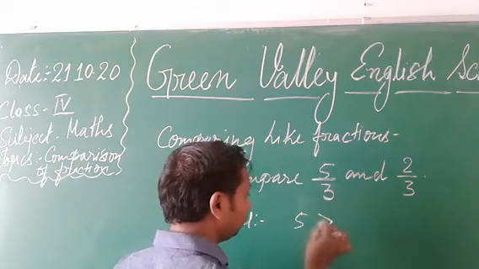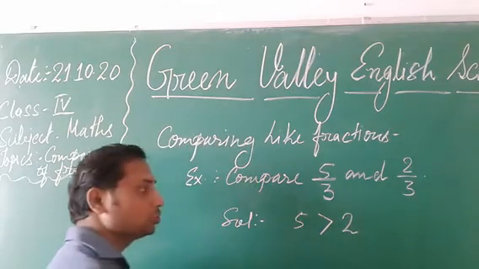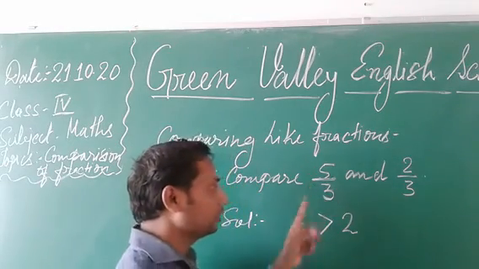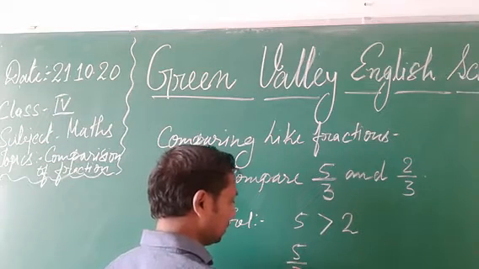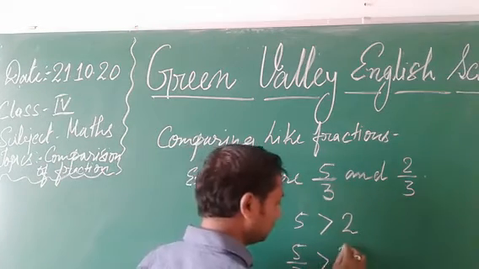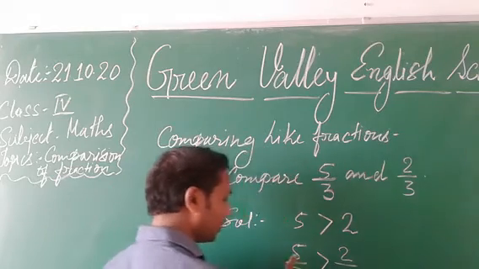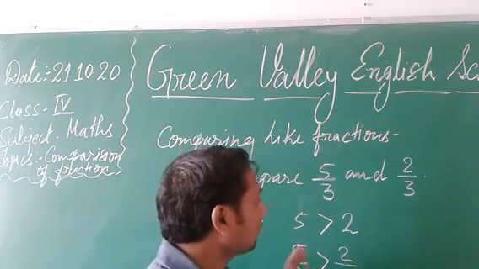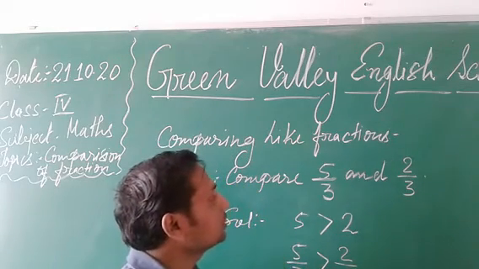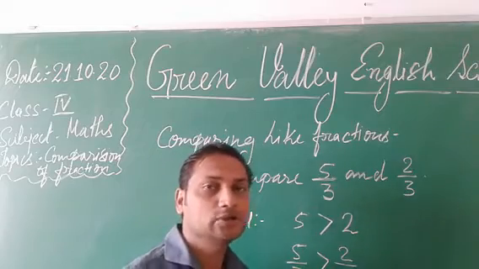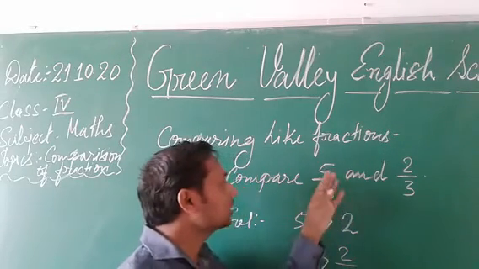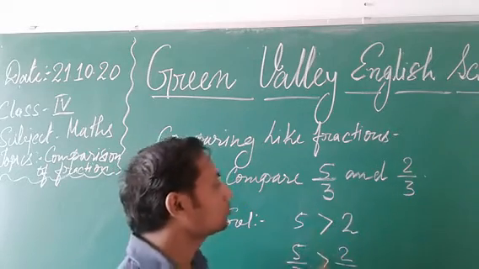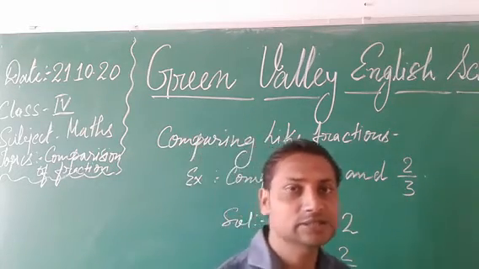So we know that 5 is greater than 2. So that's why the fraction having the greater numerator will be the greater fraction than the second one. So 5/3 is greater than 2/3, student. As you have seen here, it is very simple to compare the two fractions. First fraction is 5/3 and the second fraction is 2/3. So student, both fractions are like fractions.